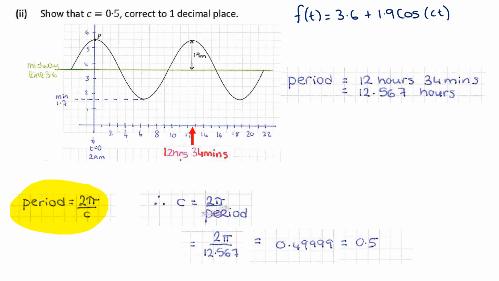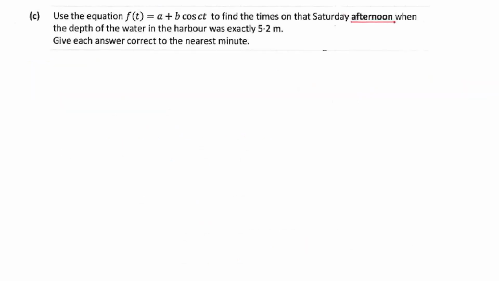This question can be done in another way using the function, but it's much longer. So if you can remember that formula, it'll be great. The final part is: use the equation f of t is equal to a plus b cos of ct to find the times on the Saturday afternoon when the depth of the water is exactly 5.2 meters. Give your answer correct to the nearest minute.